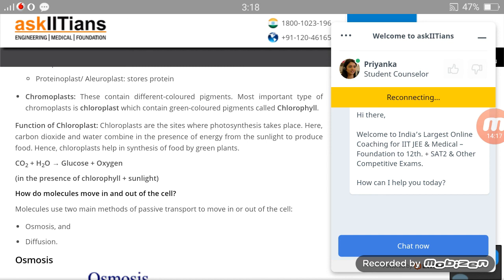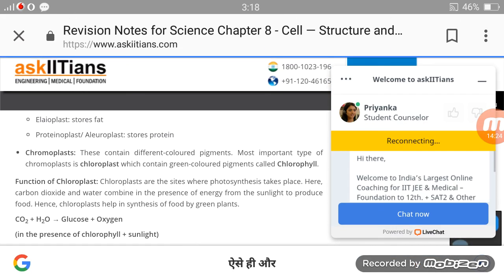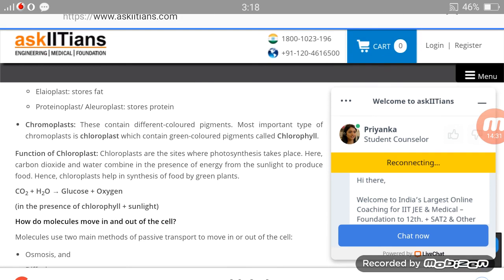So it was given in very clear language, and now I will explain this last part. CO2 plus water, H2O, gives glucose plus oxygen in the presence of chlorophyll and sunlight.